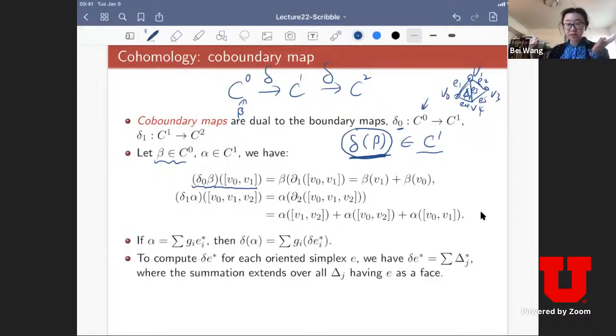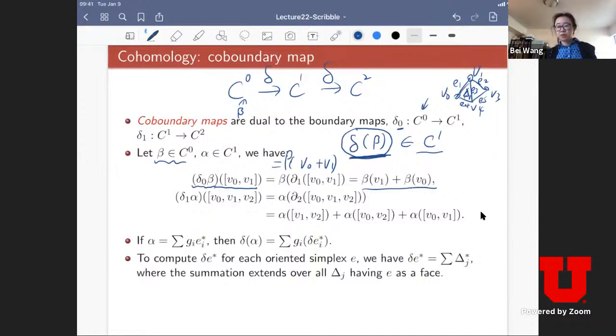So now the definition of co-boundary is actually, if I apply delta beta to V0, V1, it is equal to beta, where now this is where boundary comes in. Remember, they're dual operations. So I'm replacing the co-boundary operation by the boundary operation. So this is equivalent to applying beta to the boundary of the edge. So what is the boundary of the edge? The boundary of the edge V0, V1, is V0 plus V1, okay? That's what it is. So this is basically equal to beta of V0 plus beta of V1. And I can open it up.